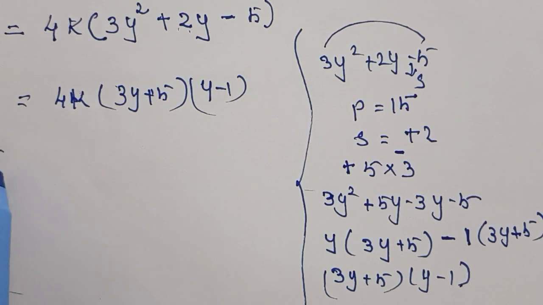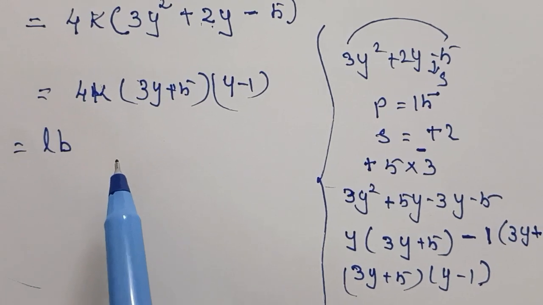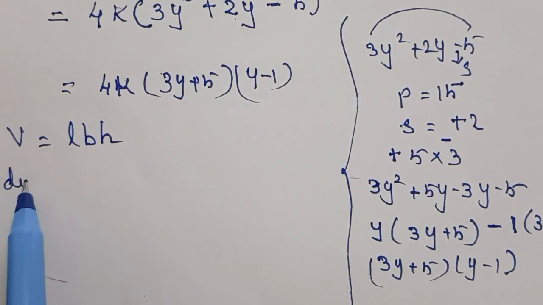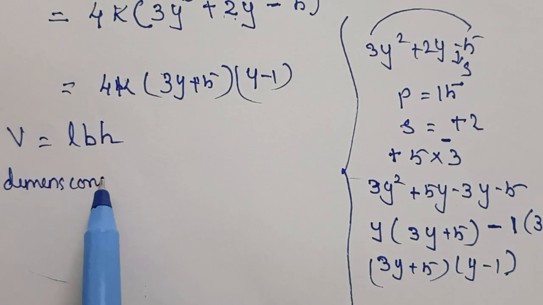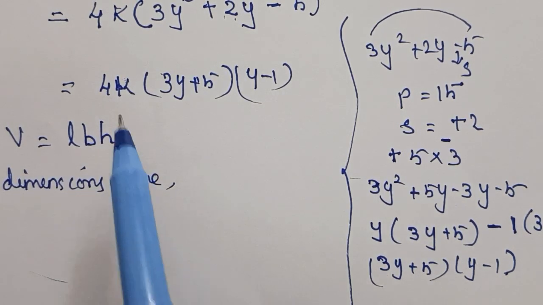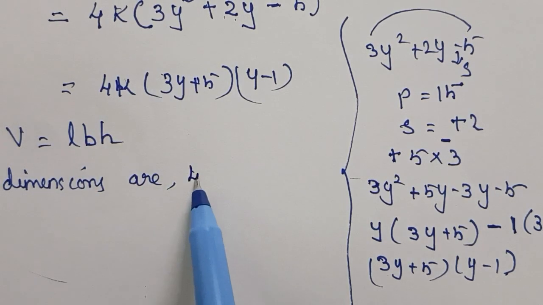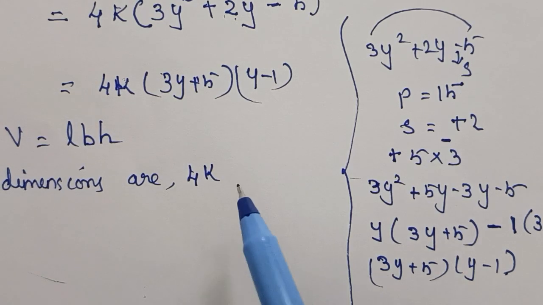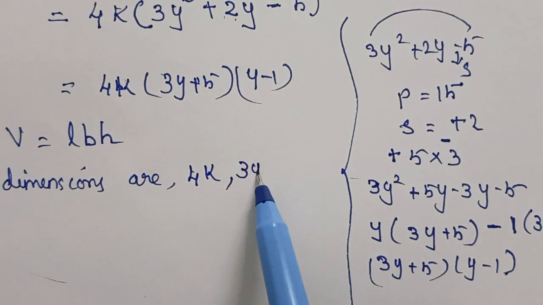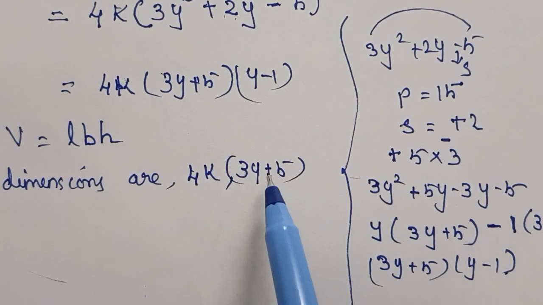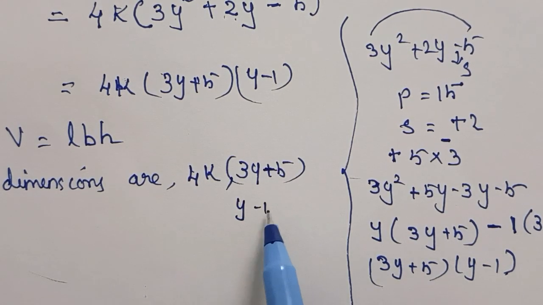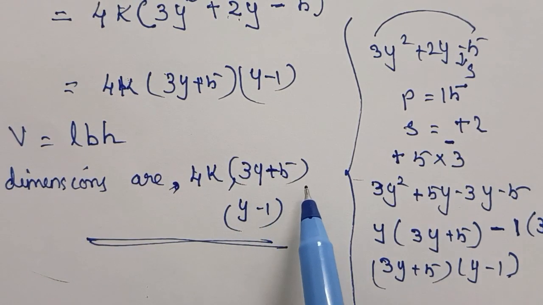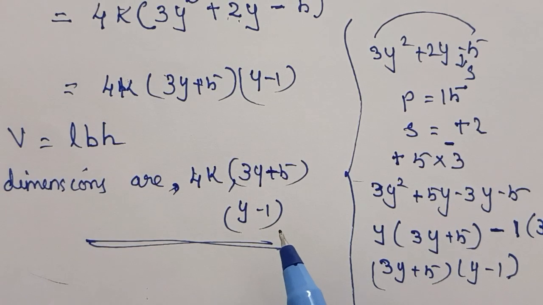Therefore, we know that volume of a cuboid equal to L into B into H. So, we can write the dimensions. Dimensions are, first one it is 4k, constant 4k. So, you can write length 4k, breadth or height equal to 4k. And second dimension equal to 3y plus 5. And the third one, it is y minus 1. So the dimensions are 4k, 3y plus 5 and y minus 1. Okay, thank you.